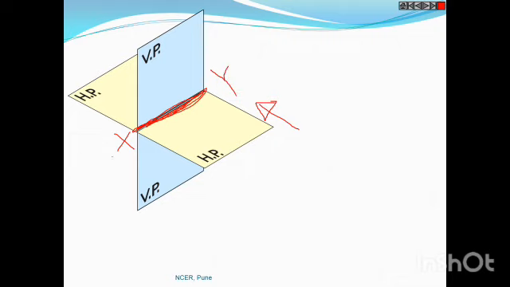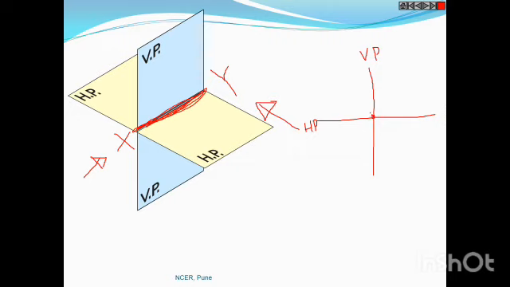If we look from the side view, that is from this view, then we can see the vertical plane as a vertical straight line, and the HP, horizontal plane, as one horizontal line. So this is the HP, horizontal plane, and this is the VP, vertical plane, and the intersection of the HP and VP is the XY line.